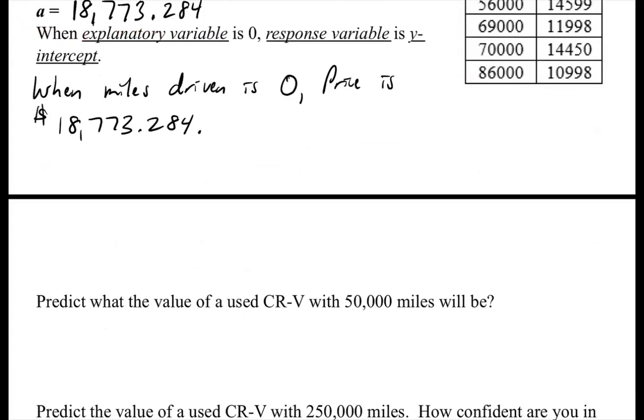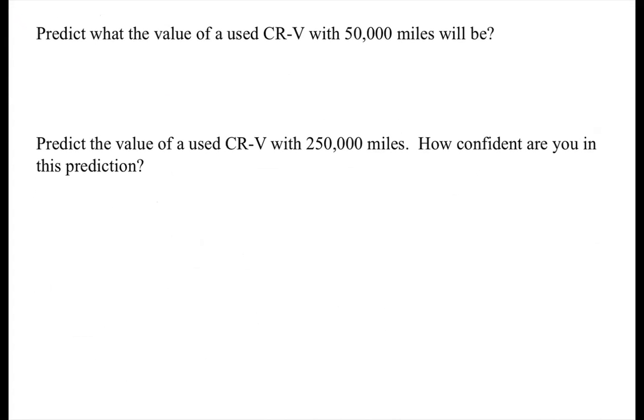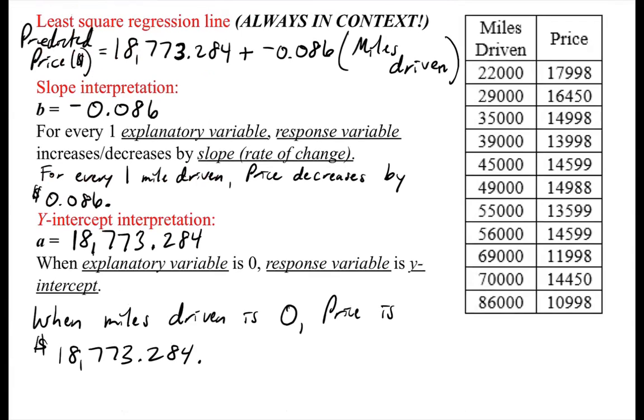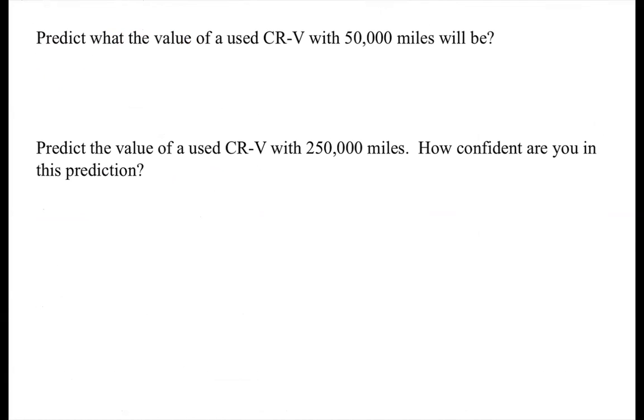The next slide says, predict what the value of a used CRV with 50,000 miles will be. Well, let's go to my list. Do I have a 50,000 mile car? I have 49,000, pretty close, and 55,000 is a little over, but not 50,000. But I can predict it. I can use my data points to predict what that would be. So what do you think I'm going to do? You guys probably already know.